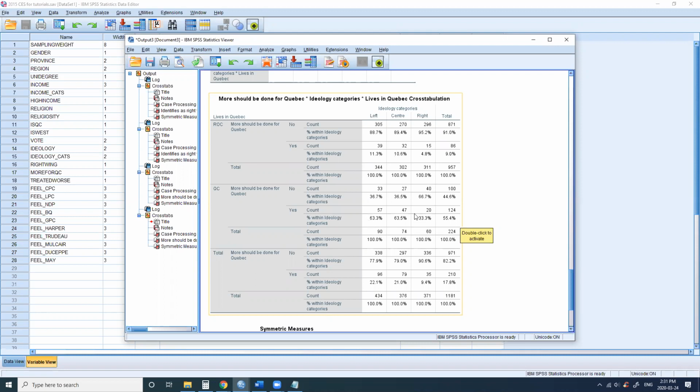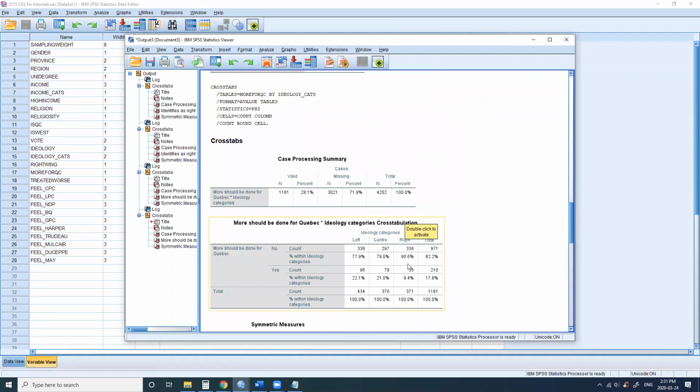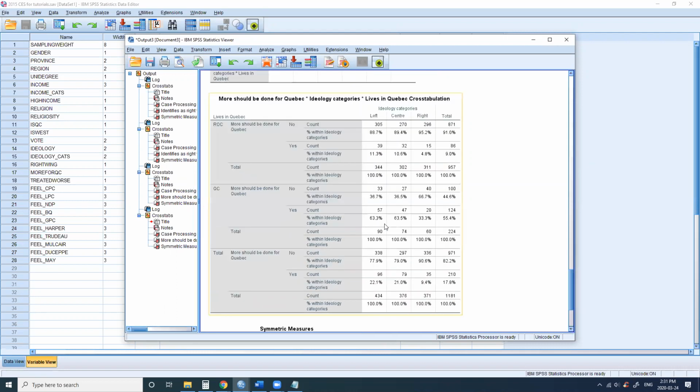And so, you know, we went from an original gap of just under 13 points in terms of doing more for Quebec, and that gap of 13 points has shrunk to 6.5 points amongst those outside of Quebec. And it has grown to 30 percentage points amongst those who live in Quebec, right? So here's another really strong interactive or interaction relationship where introducing a third variable shows that the original bivariate relationship isn't the same across categories of our Z variable or control variable or moderator variable.